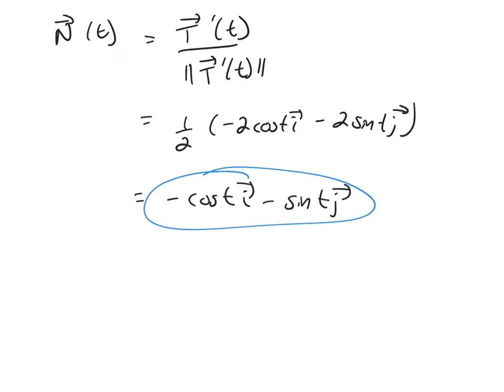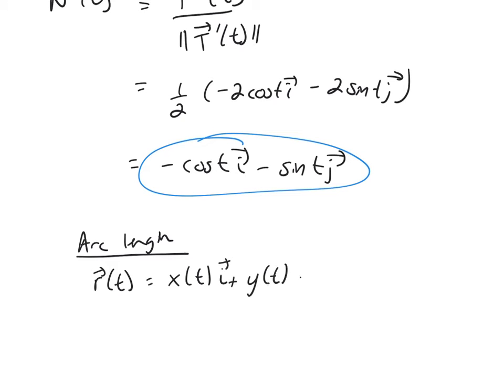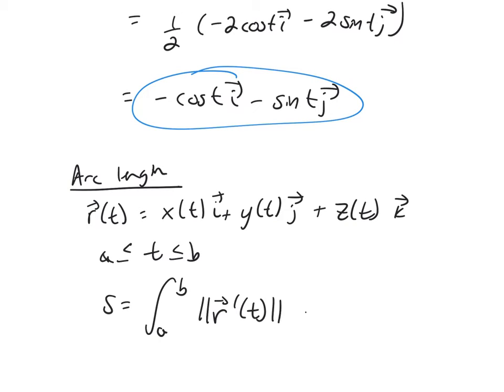So our next topic we're going to look at is arc length. So let's say I have my r of t is x of t i plus y of t j plus z of t k, and then I want to find the arc length when t is between a and b. Well, then the formula for arc length is the integral from a to b of the magnitude of r prime of t dt.